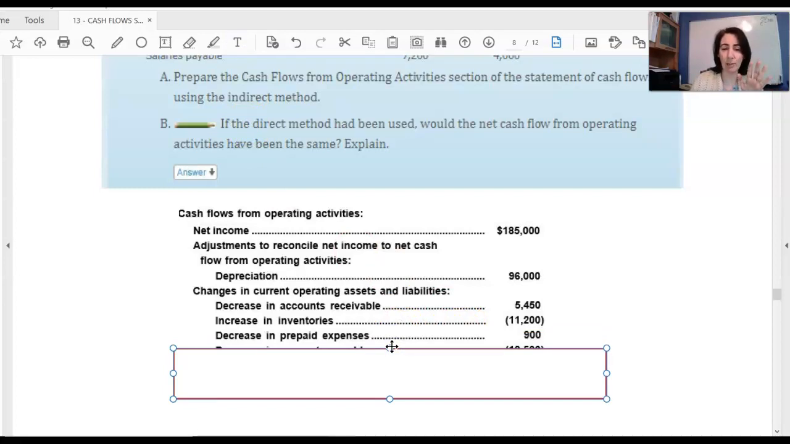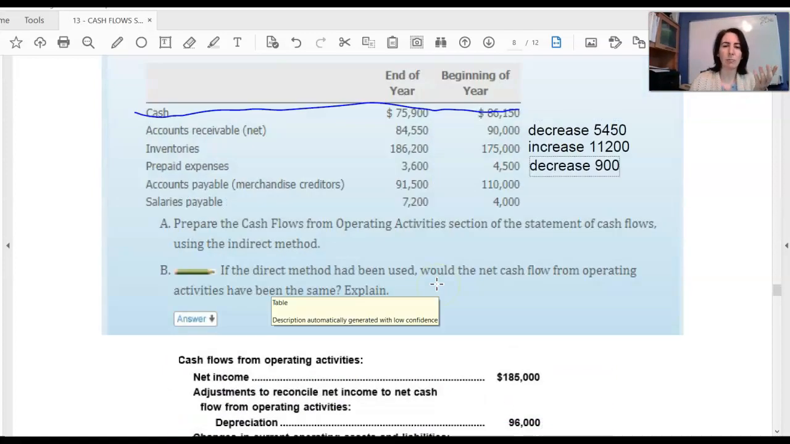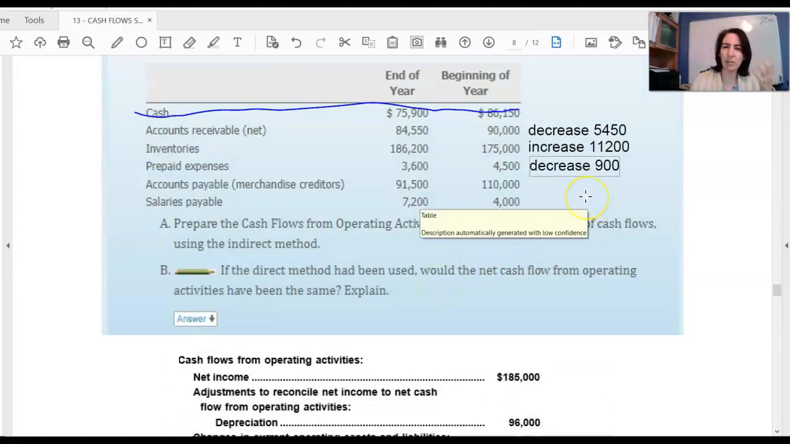Now, I don't have these memorized at all. I just think through the steps of what happens if this goes up or goes down. Does that mean I have an increase or decrease to my cash?